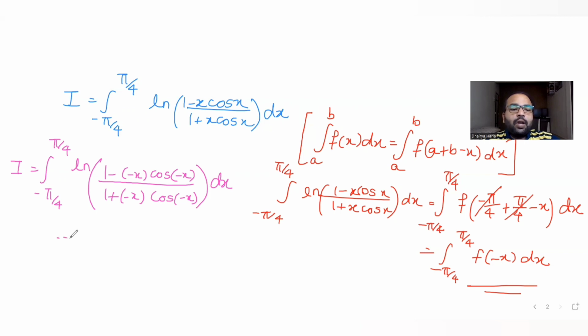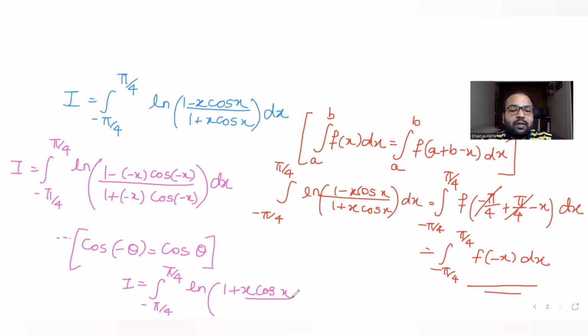Now we know one idea: cos of a negative angle is also positive, so cos of minus theta is cos theta. So I now changes to the integral from minus pi by 4 to plus pi by 4 of log of (1 minus of minus x, which becomes plus x, cos of minus x is cos x) upon (1 minus x, cos of minus x is again cos x) dx. So I get two equations. Let's name them equation 1 and equation 2.